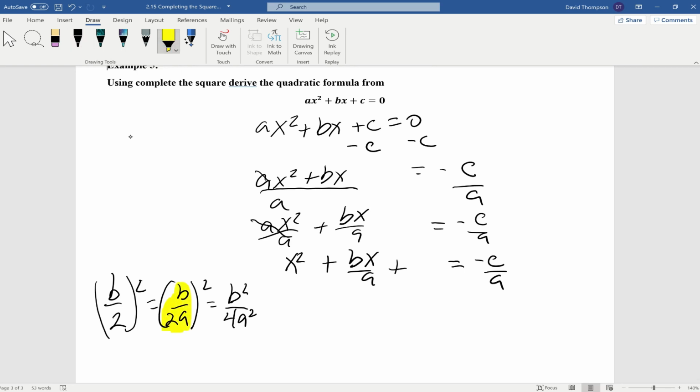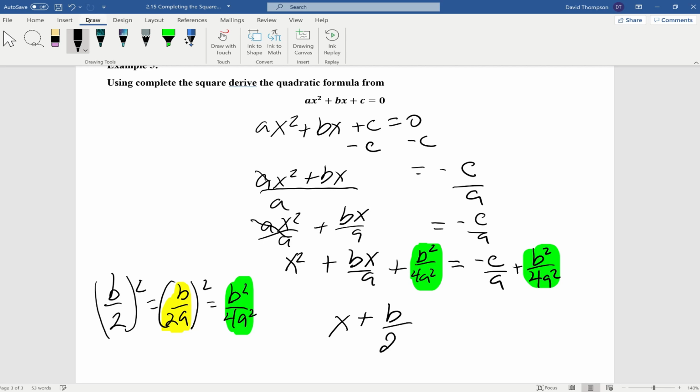So we'll highlight this in yellow. We'll highlight this piece in green. So we have b squared all over 4a squared plus b squared all over 4a squared. Now, all we have to do is factor. So that's just going to be x plus b over 2a quantity squared equals negative c over a plus b squared over 4a squared.